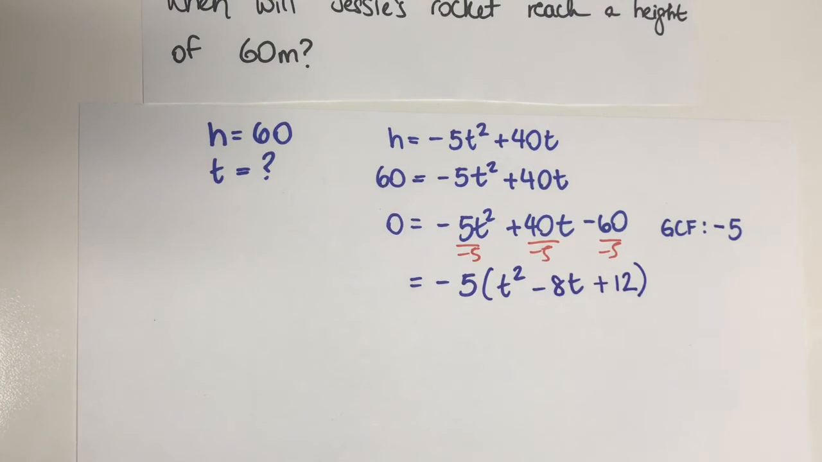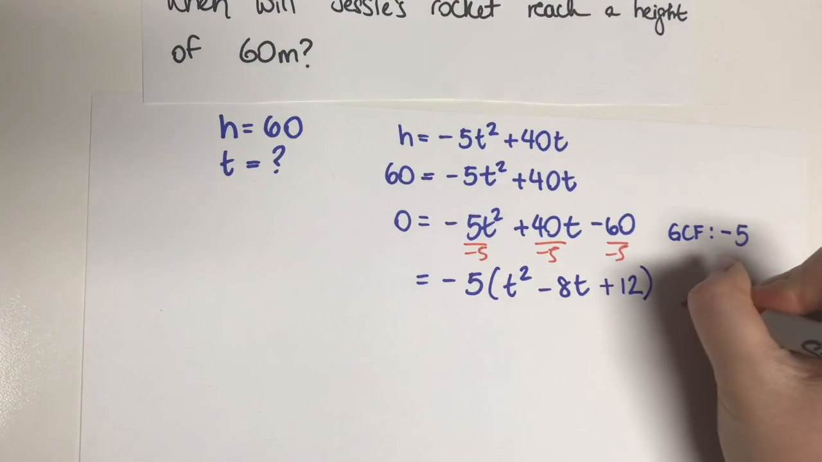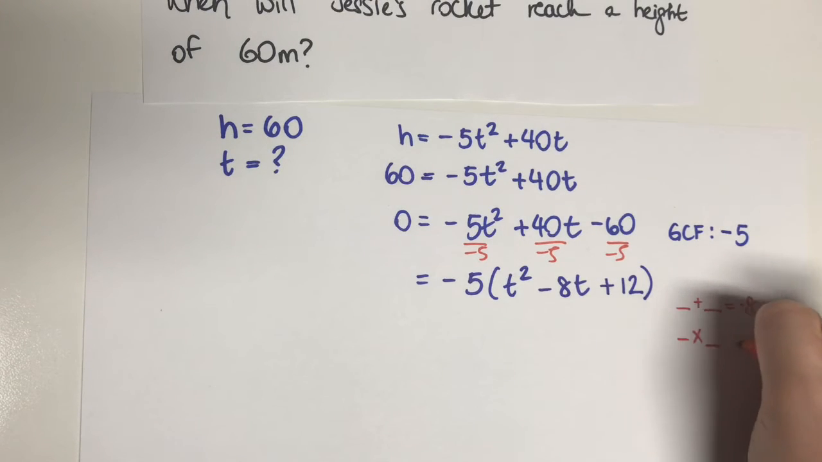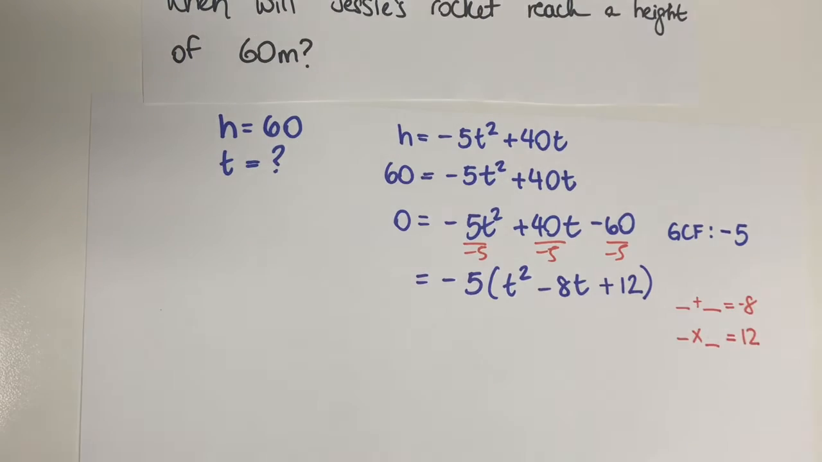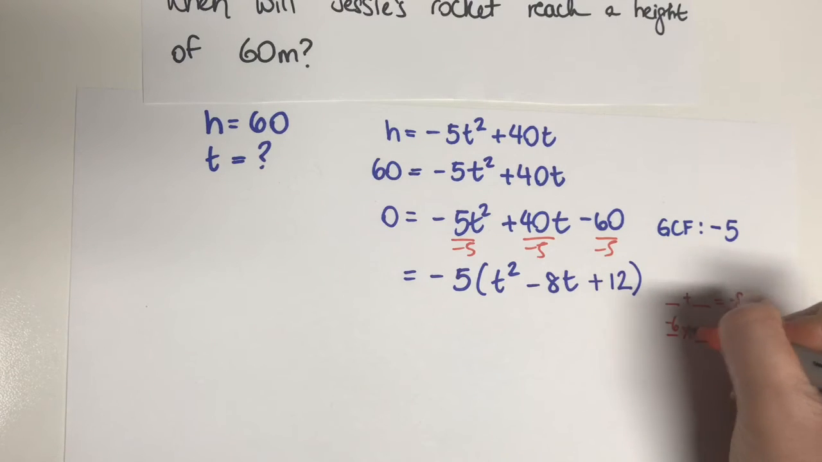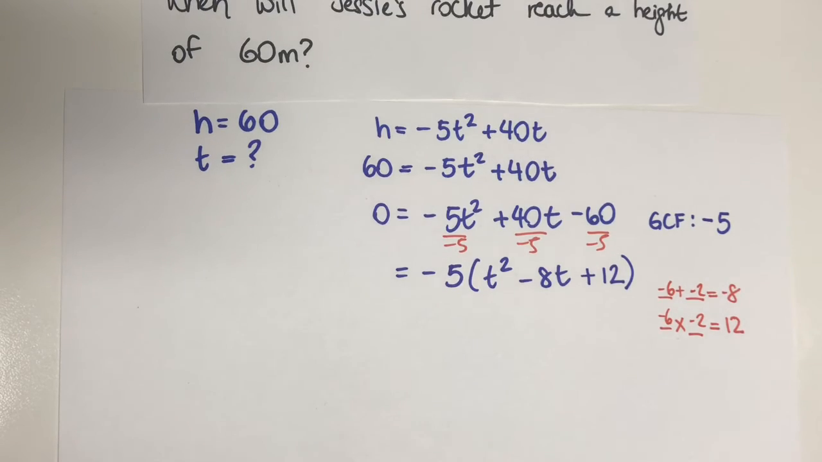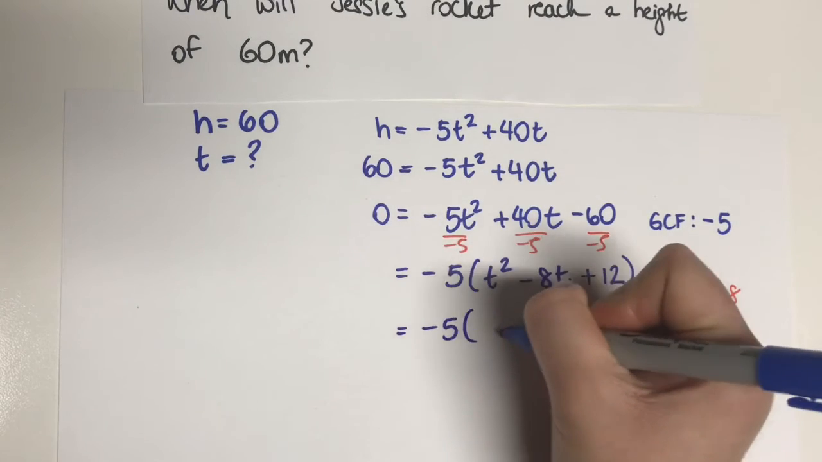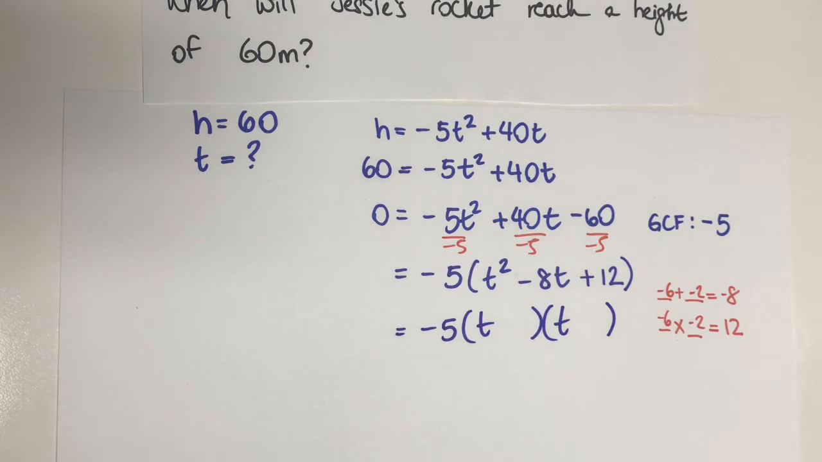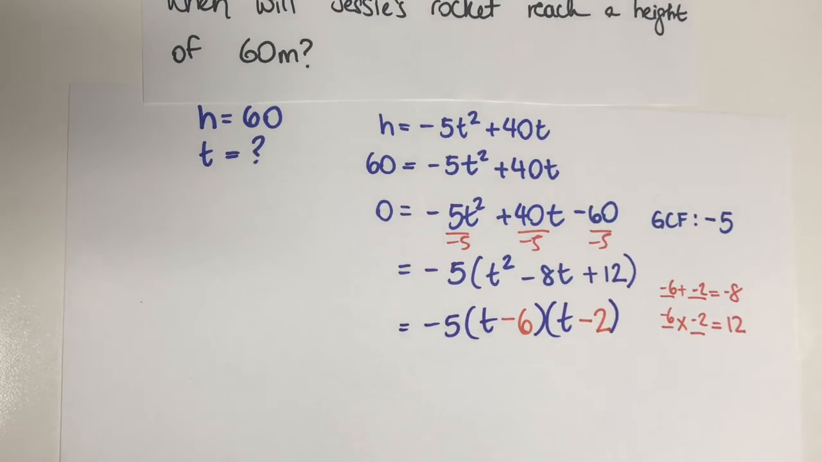Okay, so now I can factor. I'm factoring this inside part, and it's a simple trinomial. I'm looking for two numbers that add up to give me negative 8, and the same two numbers I want to multiply to give me 12. So after looking at the factors of 12, I recognize that negative 6 and negative 2 are my two factors. So I can factor it. The negative 5 stays in the front. And remember, this is a simple trinomial, so the t's instead of x's are going to be at the front. Minus 6 and minus 2. Now I have it in factored form.